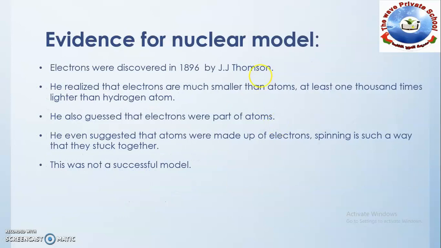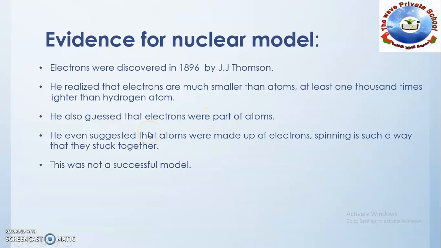Now we will see the evidence for the nuclear model. Electrons were discovered in 1896 by J.J. Thomson. He realized that electrons are much smaller than atoms, at least 1000 times lighter than a hydrogen atom. Here these are different suggestions. So he also guessed that electrons were part of atoms.